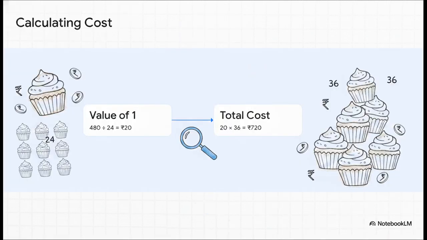Let's solve it together. Step 1, we use our unitary method to find the value of just one cupcake. So 480 divided by 24 equals 20 rupees. Step 2, now that we have our secret weapon, the value of 1, we just multiply it by our target number. 20 rupees times 36 cupcakes equals 720 rupees. See how incredibly easily the unitary method solves the cupcake dilemma?